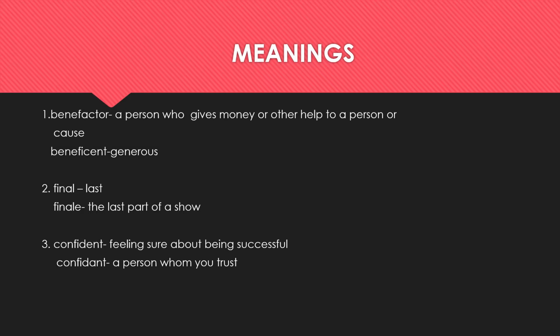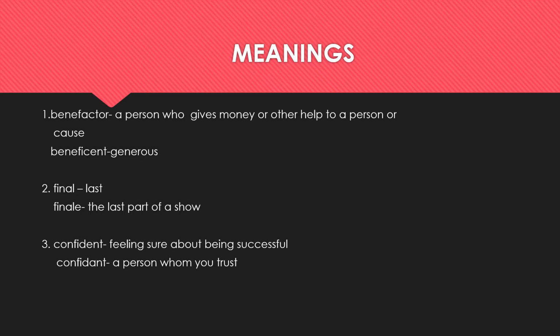Beneficent is generous. So now you will have to use both the words in the same sentence. For example, the first one, benefactor, means a person who gives money or other help, and the word beneficent means generous. You can use them in the same sentence. You can say his benefactor is very beneficent, or a beneficent democracy has many benefactors. So you see both the words have been used in the same sentence.